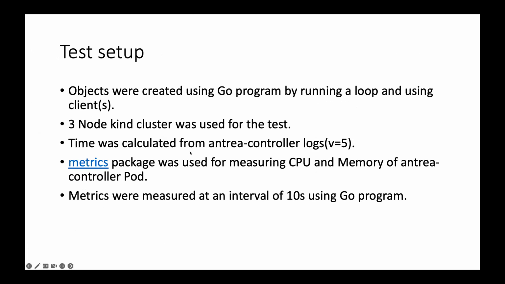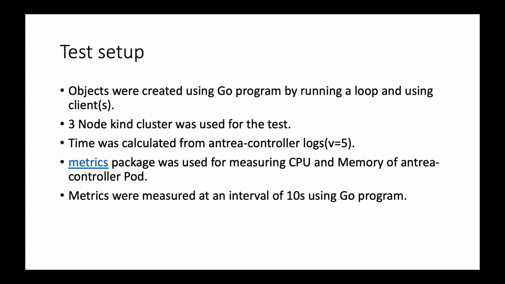Then the test setup. The objects which I showed in the previous slide, all the 10,000 ANPs and external entities in the namespace, I wrote a Go program and used the clients to create the objects, and the objects were created on my local 3-node cluster, which was used for the test. The time was calculated from the Antrea controller log. While applying the Antrea YAML, I increased the verbosity to 5, and then these objects were created. When the objects were created, I monitored the logs.